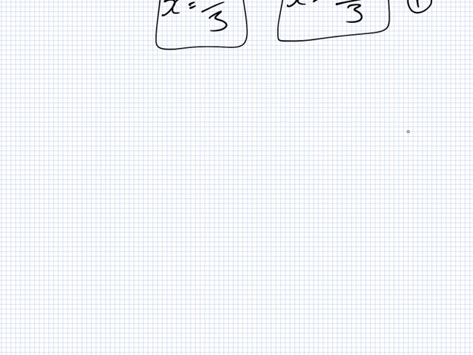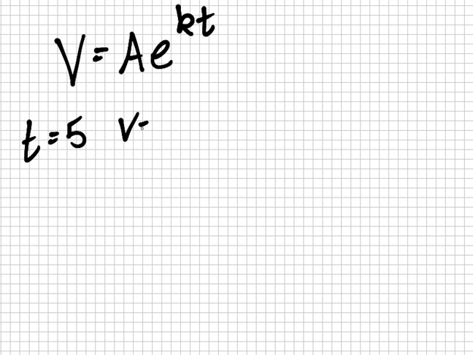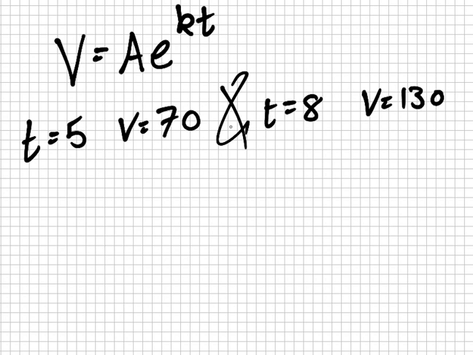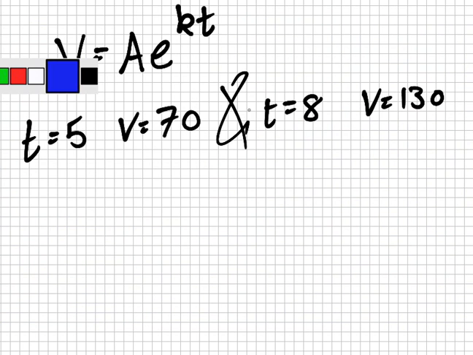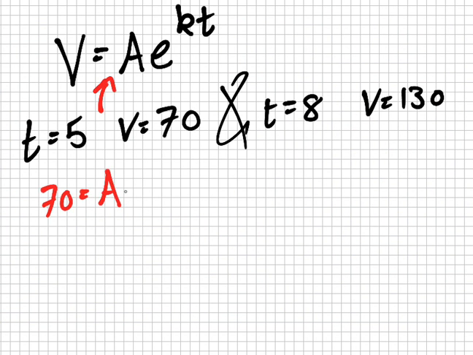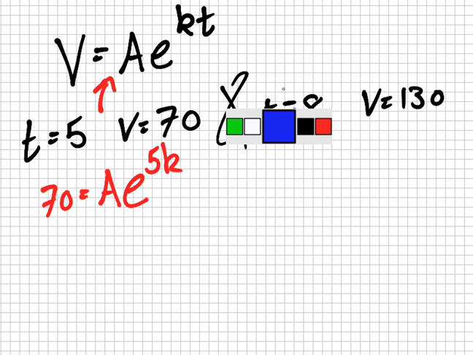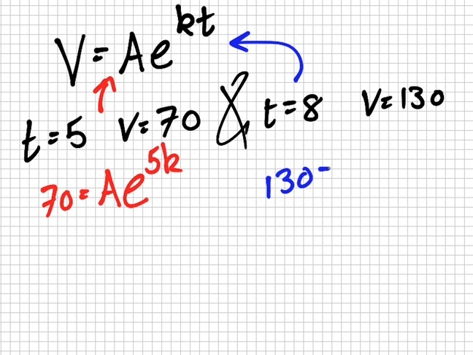Yeah. Okay, will we go to the B part now? Yep. So we have V equals A e to the power KT. And you're told that when T equals 5, V equals 70. And when T equals 8, V equals 130. Find K and A. Oh great, we'll finish with this one, so what should I do first, do you think? Yeah, replace. So we'll put in red this one in first, and you get 70 equals A e to the 5K. And then we put this one in, and we get 130 equals A e to the 8K.